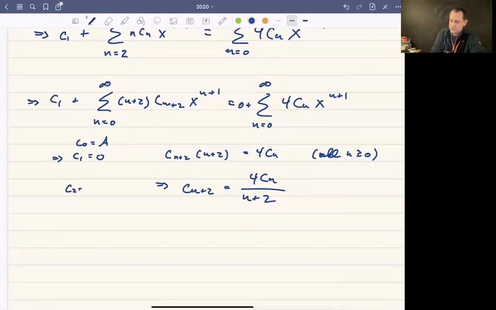And so from this, you can get that we can just find the next value. So C2 is going to be, that's when n is 0, so you're going to get 4 C0 over 2. C3 is going to be some constant times C1.